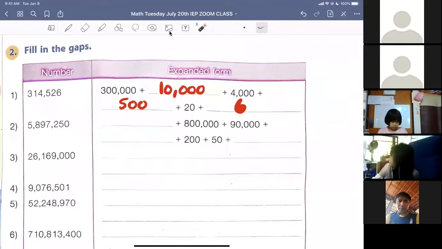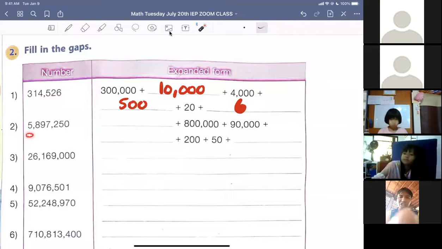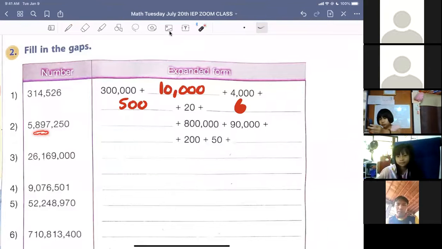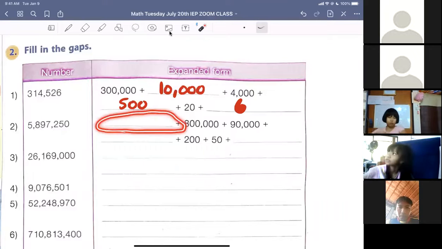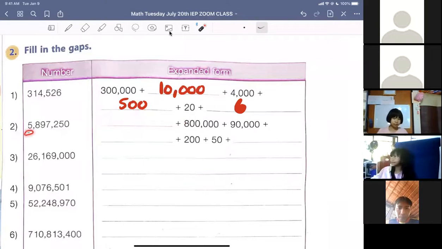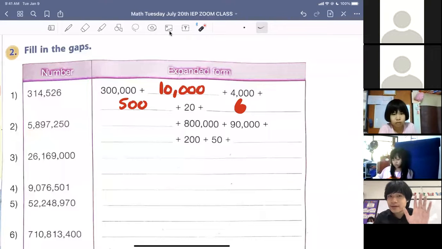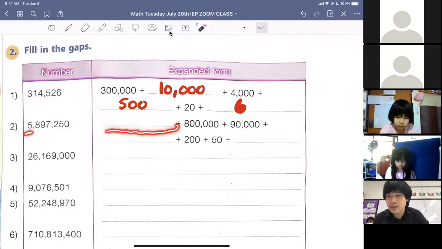Okay. Next, number 2, we have 5,897,250. So the first number is missing already. First number. What does this 5 mean? It's in the millions, so it's 5. It's in the millions. So what is it?